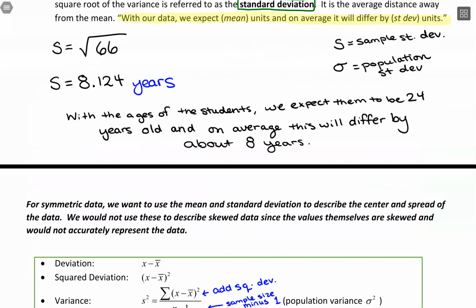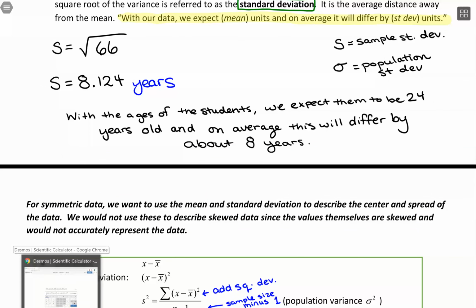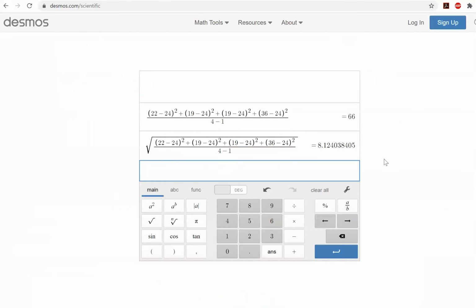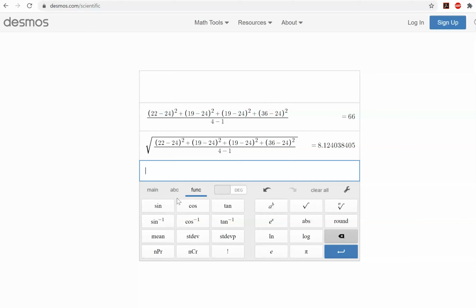Now, if we go to the calculator, what I'll show you is how to do this a little more quickly. If you're at the Desmos calculator, and I'll have a separate video for showing you how to find this with GeoGebra, but with the Desmos calculator, there's actually a really quick function. So if you see above our values here, there's main, ABC, and function, FUNC. If you click that, you'll see these different options.